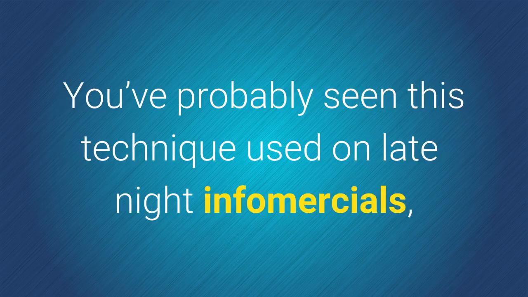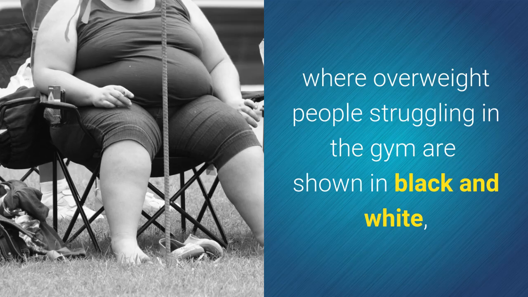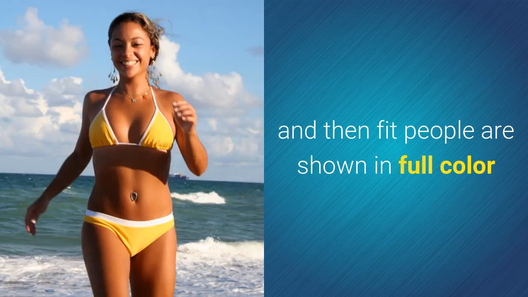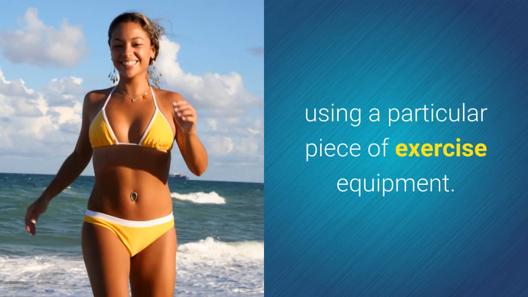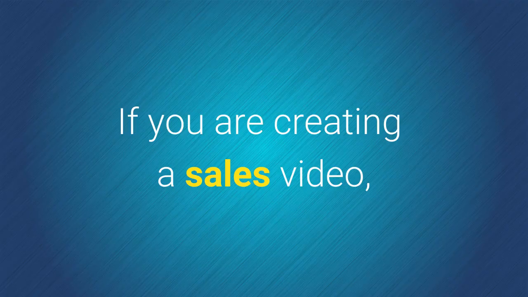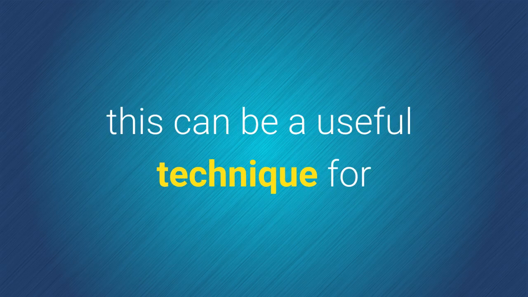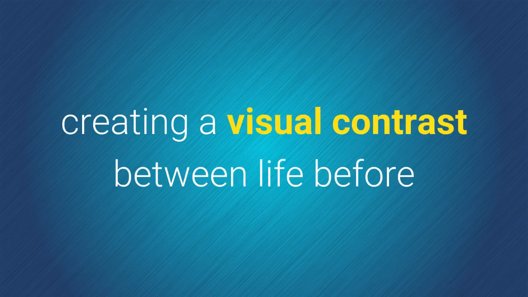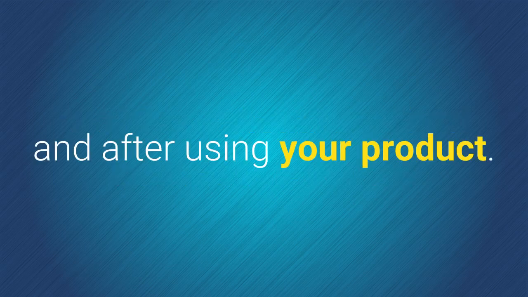You've probably seen this technique used on late night infomercials where overweight people struggling in the gym are shown in black and white, and then fit people are shown in full colour using a particular piece of exercise equipment. If you are creating a sales video, this can be a useful technique for creating a visual contrast between life before and after using your product.